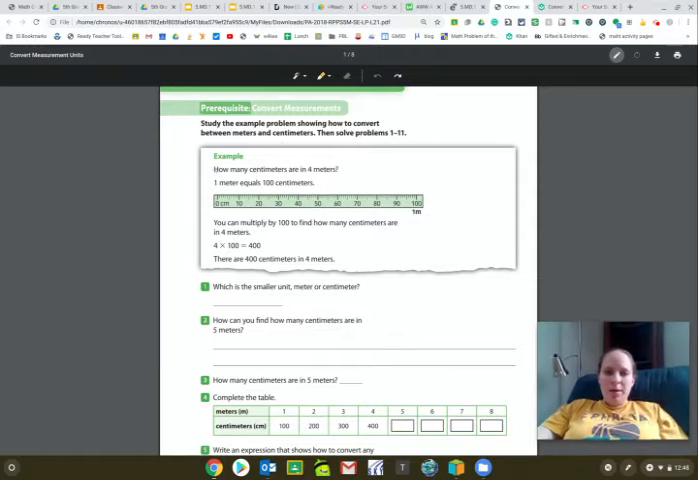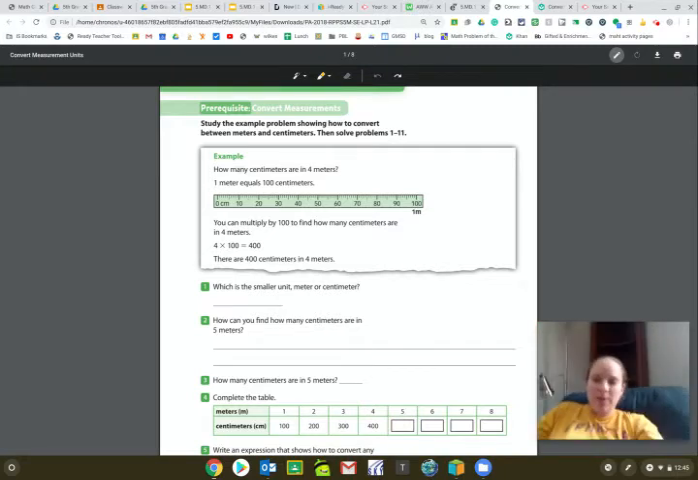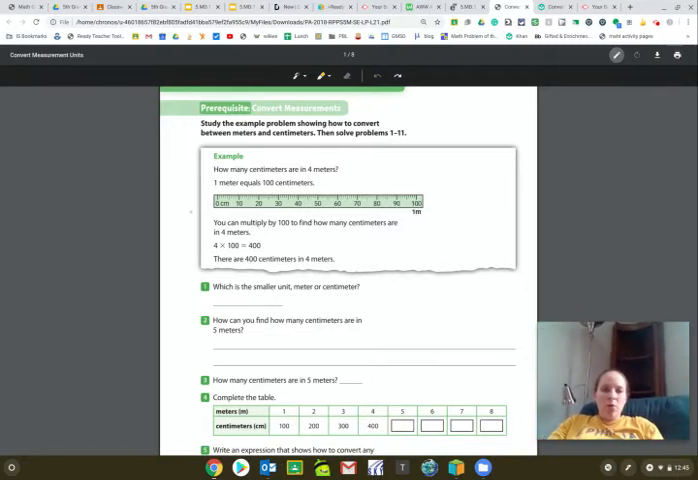So the example here says, how many centimeters are in 4 meters? In order to be able to convert between different sizes of lengths, you need to have the conversion. So this tells you that 1 meter is equal to 100 centimeters, and that's going to be our key conversion that we need to know in order to convert centimeters to meters.